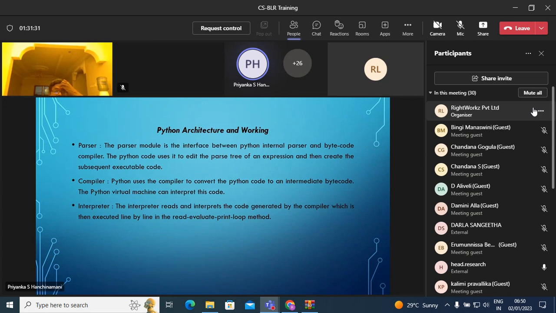Parser is a software component that takes input data and gives the required output. The parser module is the interface between the Python internal parser and the bytecode compiler. Python uses the compiler to convert Python code to intermediate bytecode. The Python virtual machine can interpret this code. The interpreter reads and interprets the code generated by the compiler, which is then executed line by line in the read, evaluate, print loop method.